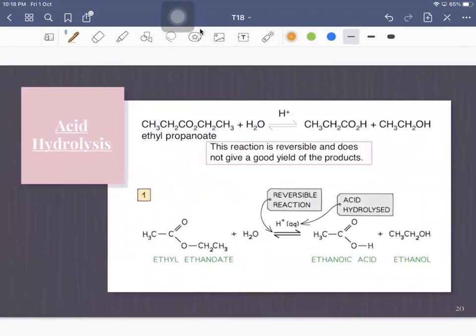Okay, so you can add this to your notes. This reaction is reversible. Oh, you have it already. This reaction is reversible and does not give a good yield of the products, even though it's straightforward from ester to give you acid and alcohol. But the only problem is the yield. It doesn't give you a big number of products.